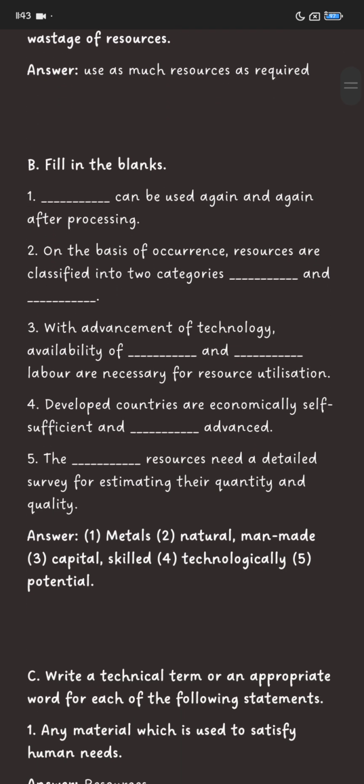Fill in the blanks. Dash can be used again and again after processing. Metals. On the basis of occurrence, resources are classified into two categories: natural and man-made. With advancement of technology, availability of dash and dash labor are necessary for resource utilization, capital and skilled labor. Developed countries are economically self-sufficient and dash advanced technologically. The dash resources need a detailed survey for estimating their quantity and quality. Potential.